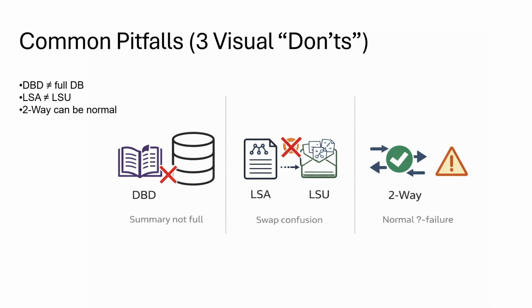3. Thinking two-way is always bad because it's not full. Two-way can be perfectly normal. Whether you go beyond two-way depends on the network design.